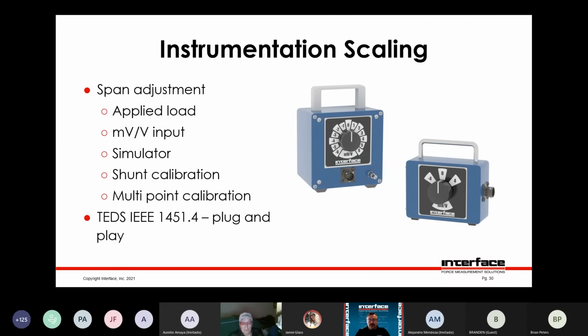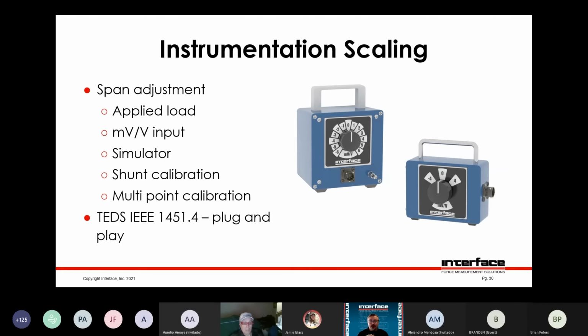Instrumentation scaling: your measurement is only as good as your instrumentation. If the instrument isn't reading correctly, it doesn't matter how good the load cell is. So how do you adjust the instrument? Well, you can actually apply a load to the load cell while it's attached to the instrument and scale the load cell accordingly. That's a good way to do things.